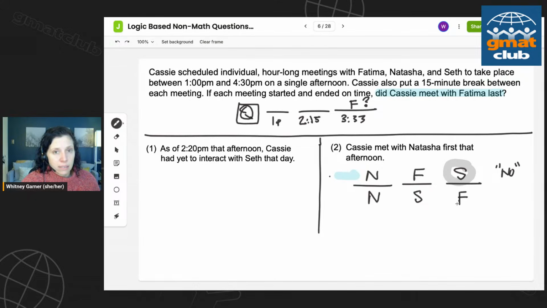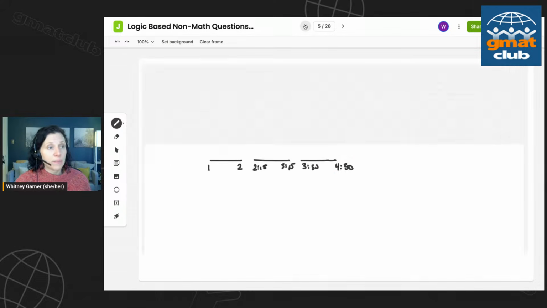The second statement, is Fatima last? The answer is yes, because this fact, this Natasha fact, results in 2 different answers to the question. It is not sufficient. Okay, there's a little mnemonic I want us to practice. So statement 2 is not sufficient.